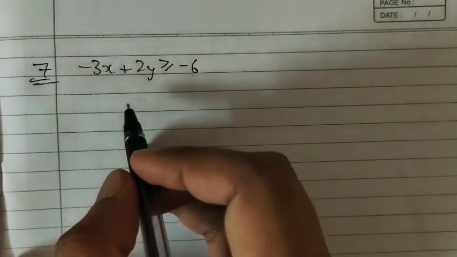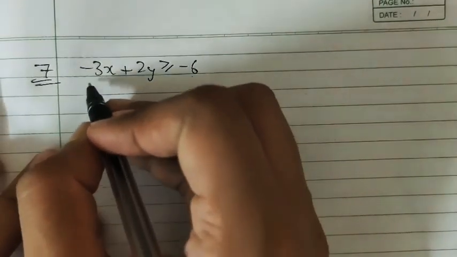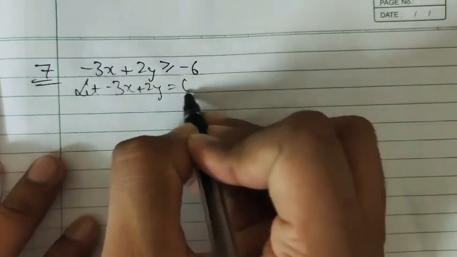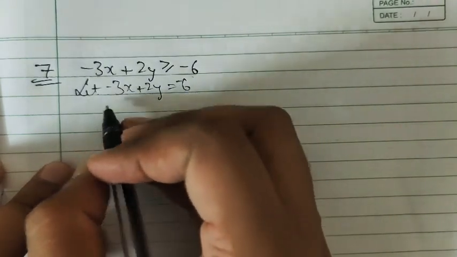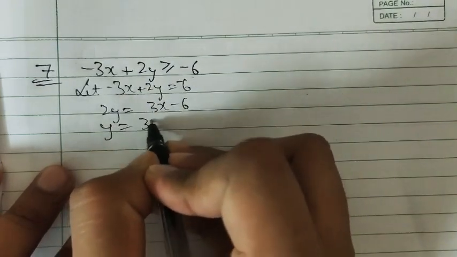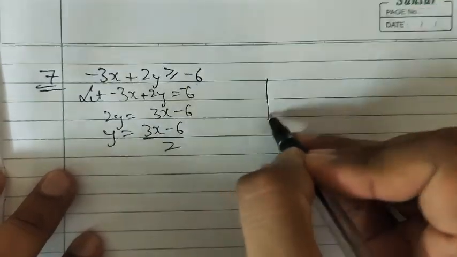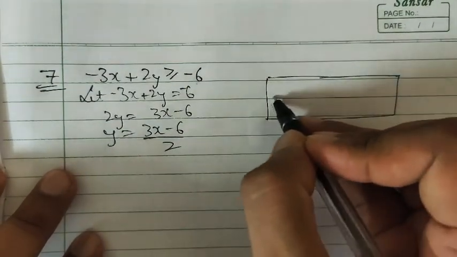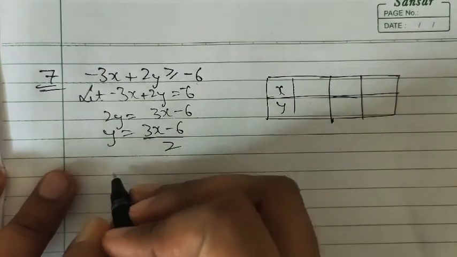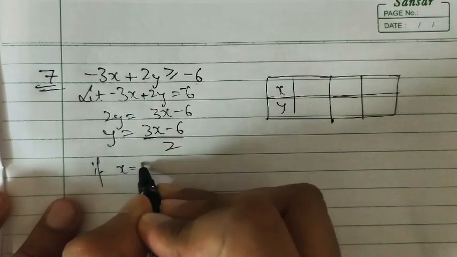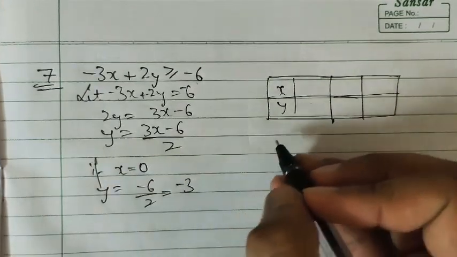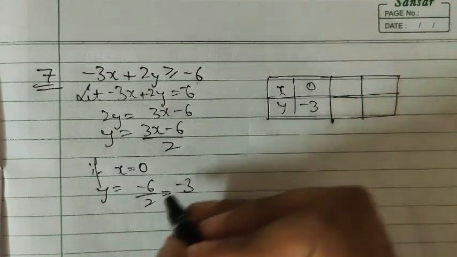Next is minus 3x plus 2y is greater than or equal to minus 6. So again let minus 3x plus 2y is equal to minus 6, and let's draw its line. So 2y is equal to 3x minus 6, y is equal to (3x minus 6) upon 2. For every different value of x, we will have a different value of y. So if x is equal to 0, y will be equal to minus 6 upon 2, minus 3, right? So if x is 0, y is minus 3.